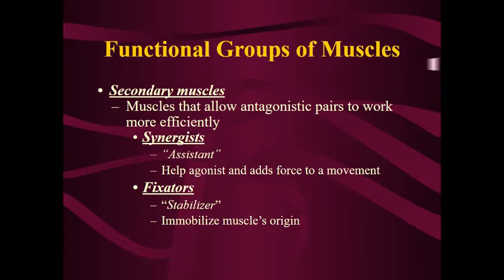In addition to the antagonistic muscle pairs, there are also secondary muscles that also work with those pairs. Secondary muscles are muscles that allow the antagonistic pairs to work more efficiently. Often there are synergists, which are considered assistant muscles. They help the agonist and they add additional force to the movement. Other secondary muscles are fixators or stabilizers. They help to immobilize the muscle's origin so there isn't any unnecessary movement that could compromise the main movement that's desired.